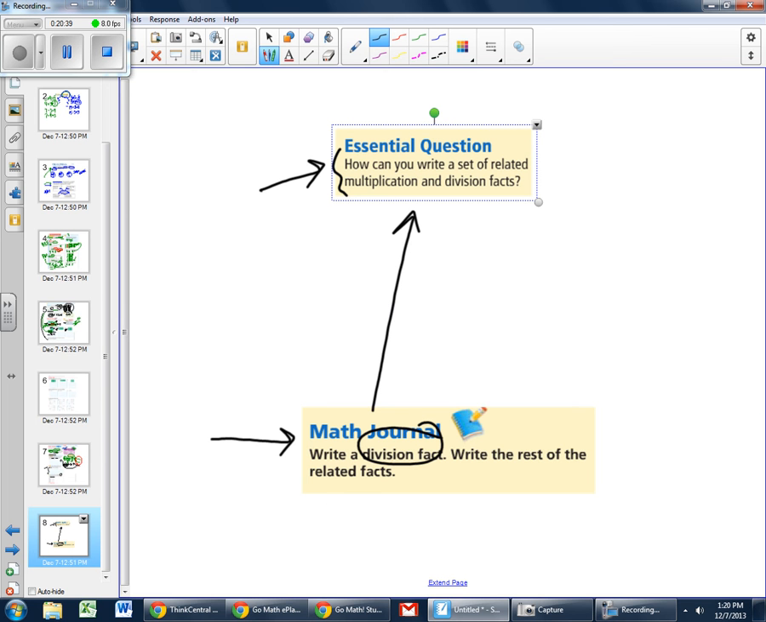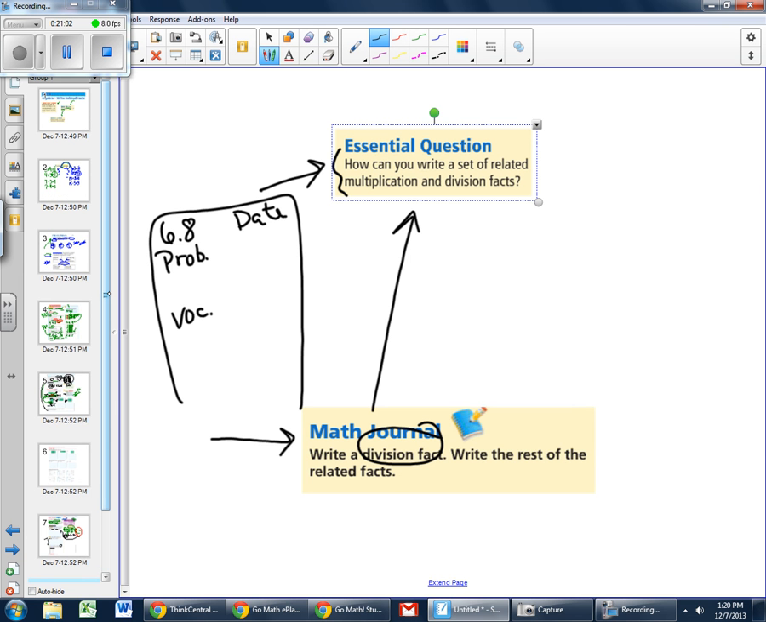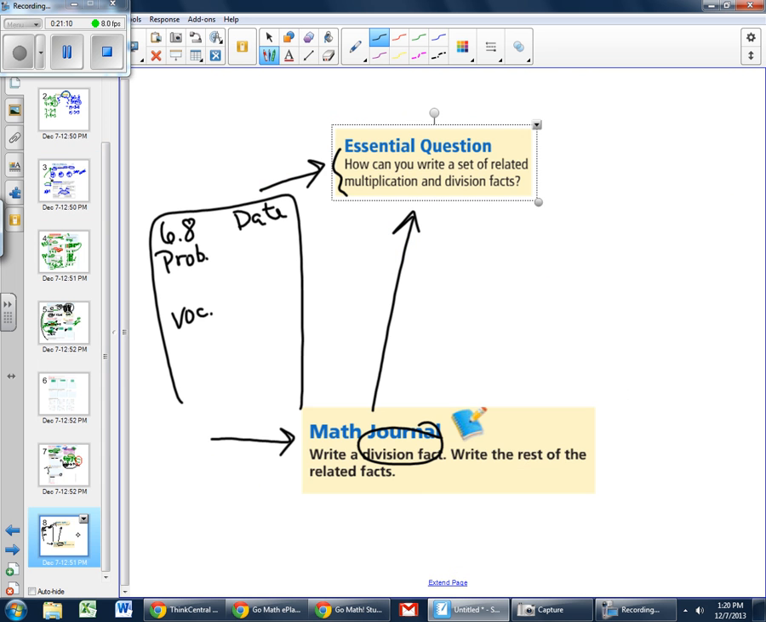Okay? So in your math journal, this was lesson 6.8, and you have the date. Okay? We had the problem of the day. Okay, and then you had your vocabulary thing that you're going to go back and do off of the first part of this lesson, where you are describing this one right here. You're going to do that on your journal page. And then you're going to do your essential question and then your journal prompt.